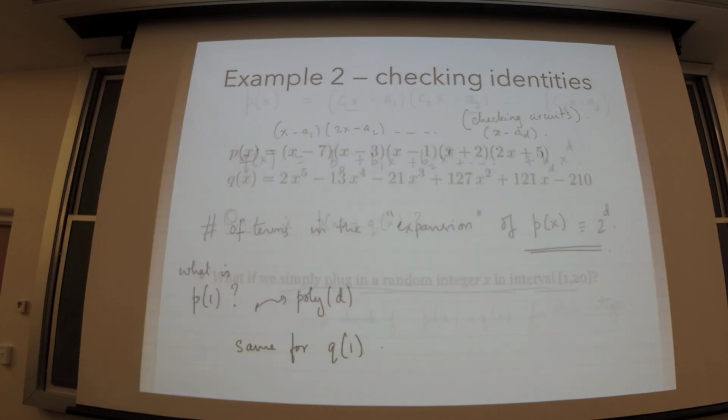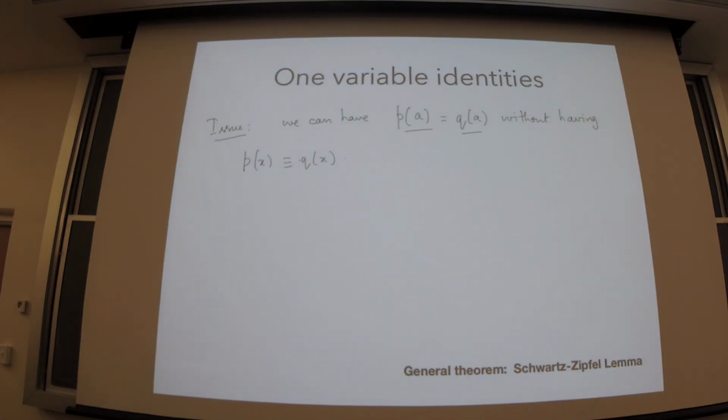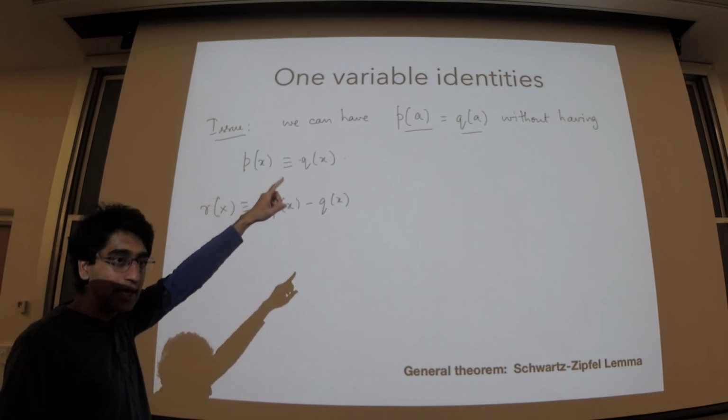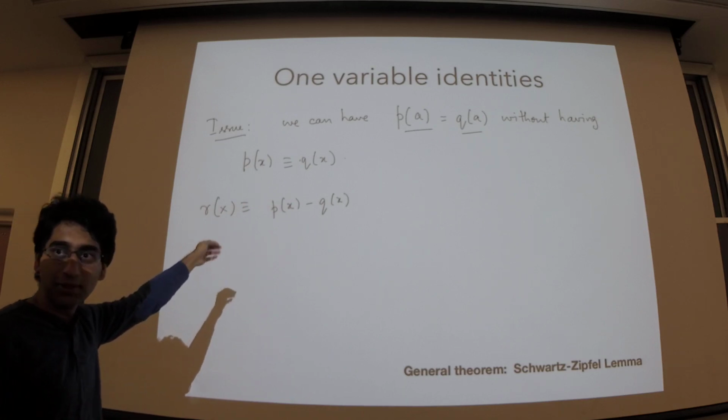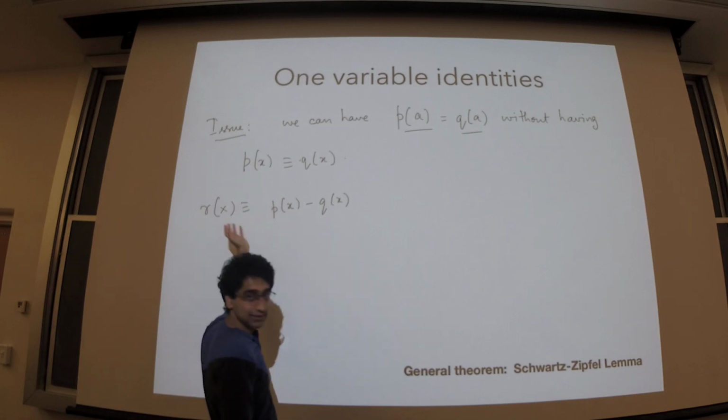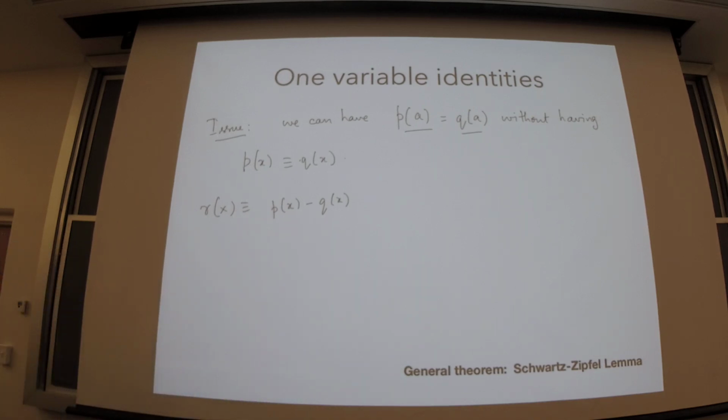But something to note is that suppose you have some a for which p of a equals q of a. Now consider the polynomial, let's call it r of x, which is equal to p of x minus q of x. P and Q are polynomials, so I consider the difference, which is also a polynomial. And if p of a equals q of a, then a is a root of this polynomial, because if I plug in a, I get r of a equals 0. So any a such that p of a equals q of a is a root of r of x.